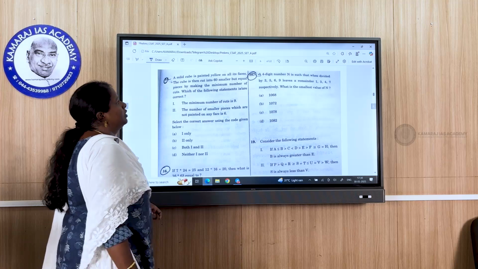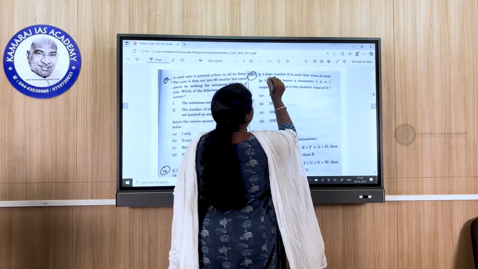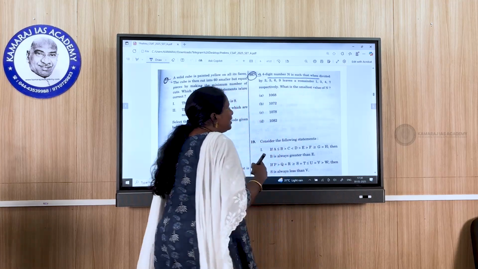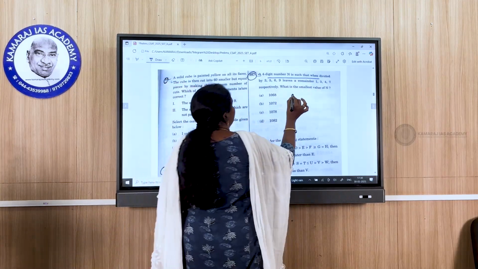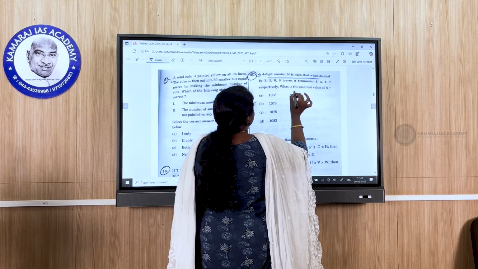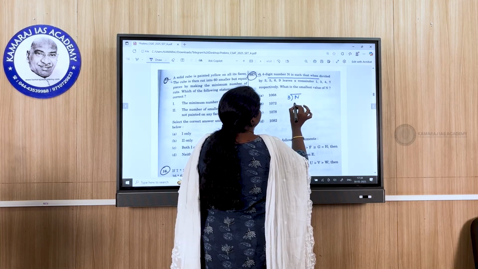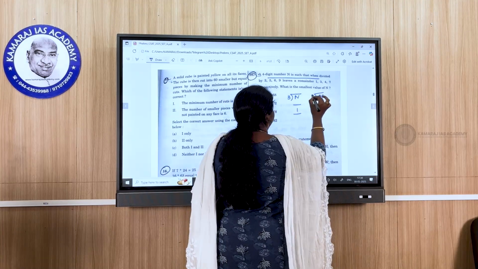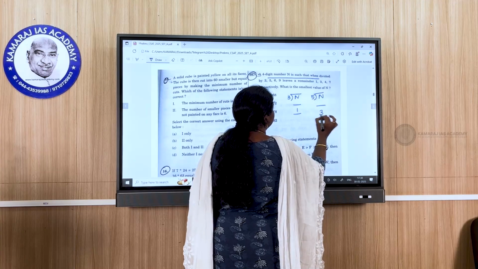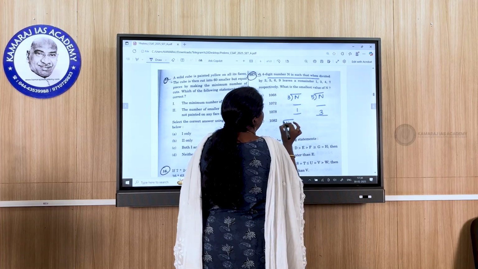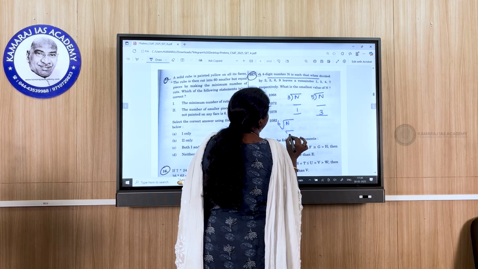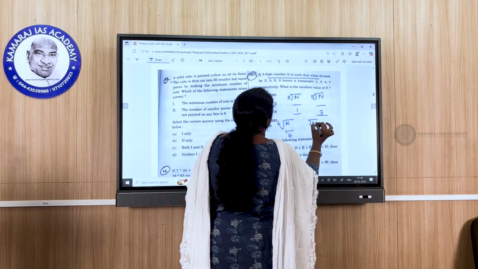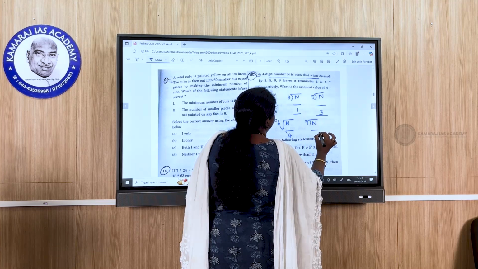Now, a 4-digit number n is such that when divided by 3, 5, 6 and 9, it leaves remainders 1, 3, 4, 7. So see here, I have a 4-digit number n such that when divided by 3, it gives a remainder 1. When I divide this number by 5, it gives a remainder 3. When I divide n by 6, it gives a remainder 4. And when I divide n by 9, I get a remainder 7.